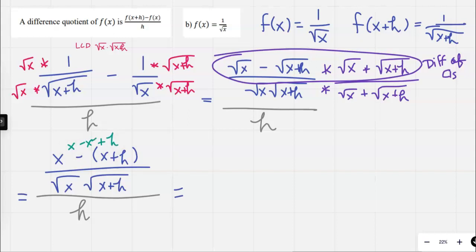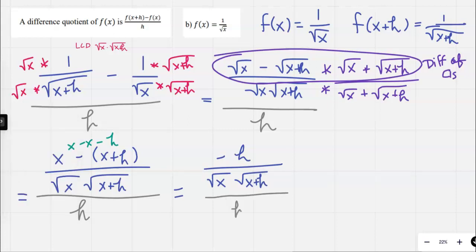Because then that means that I can go and those x's can cancel out. So when those x's cancel out, that leaves me with, sorry, I put plus h, my manners. It will be negative. Okay, so x minus h. When we do that, that means that the x's cancel out and we're left with a negative h over square root of x times the square root of x plus h. And this is all divided by h.